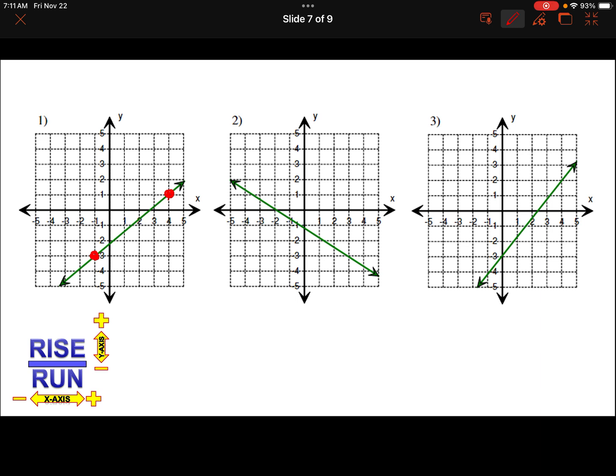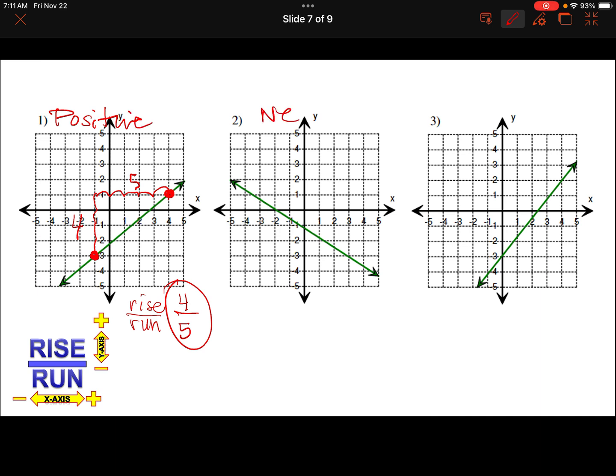So, given those 2 points, I'm going to start on the left, and to go from this one down here at -3, I'm going to go up 1, 2, 3, 4. And I'm going to go over 1, 2, 3, 4, 5. So my rise is 4, my run is 5. My slope is 4/5. Positive number because it was positive picture.